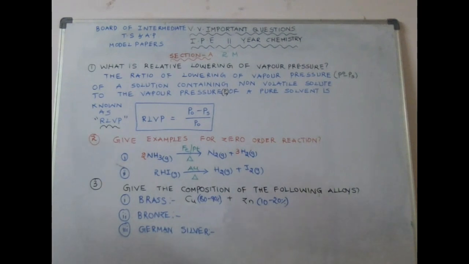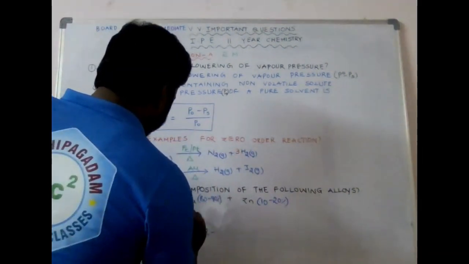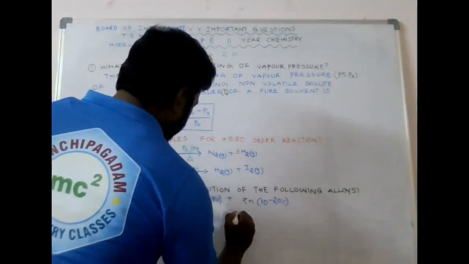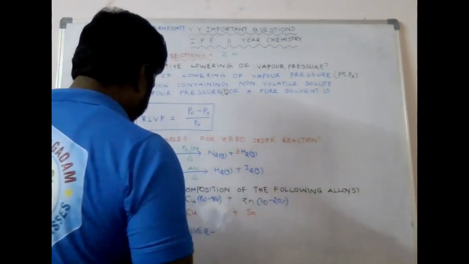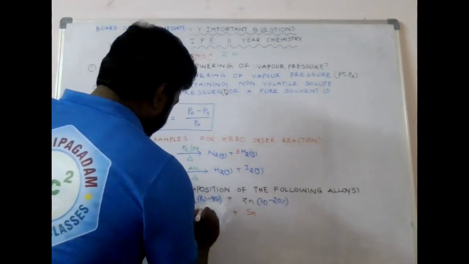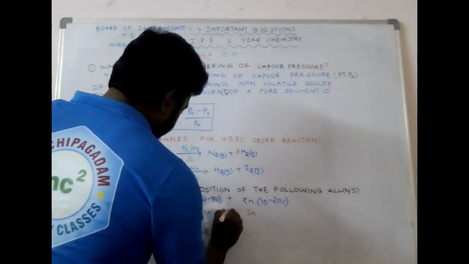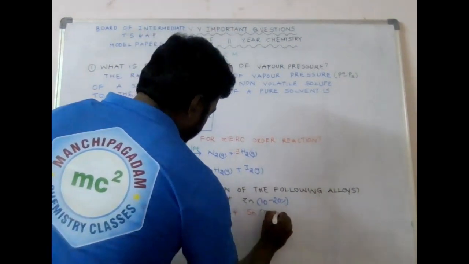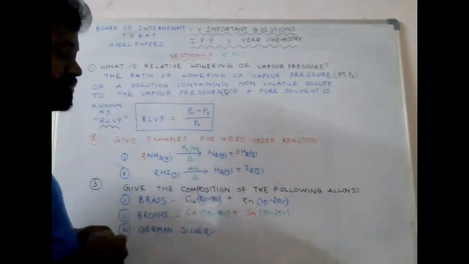If you see that bronze is containing, I told that copper and tin. So how much copper is there? Copper, and one more is tin. Symbol is Sn. So copper is here 75 to 90%. The remaining part is 10 to 25%. So this is the bronze composition.